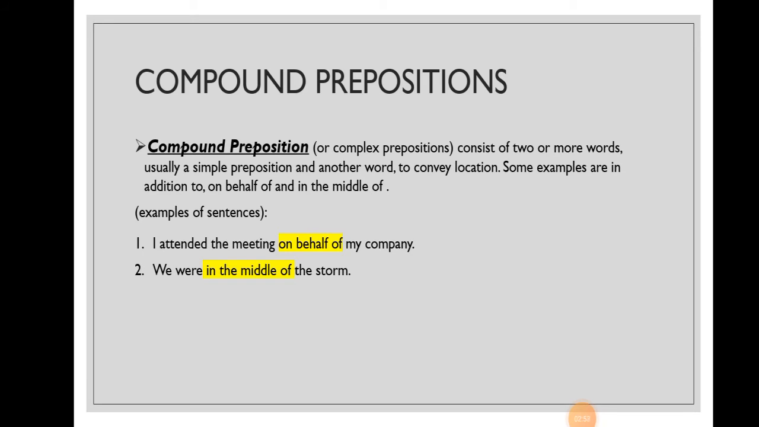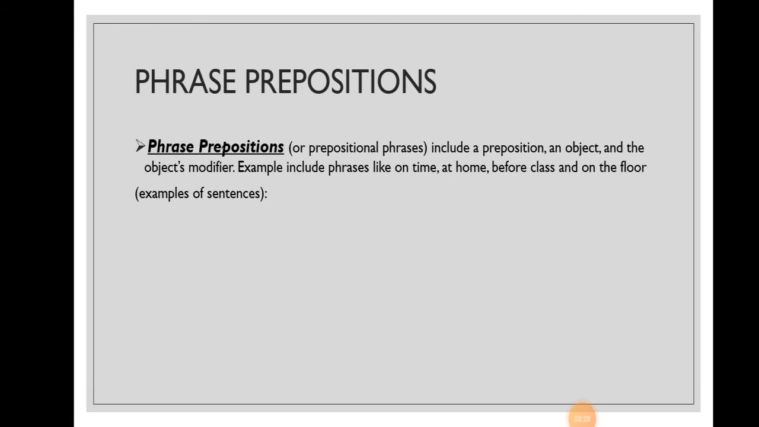First example is: I attended the meeting on behalf of my company. So on behalf of is the compound preposition and as you can see, on is a preposition in it. So it has one preposition and behalf of is another word. We were in the middle of the storm. This is also a compound preposition.